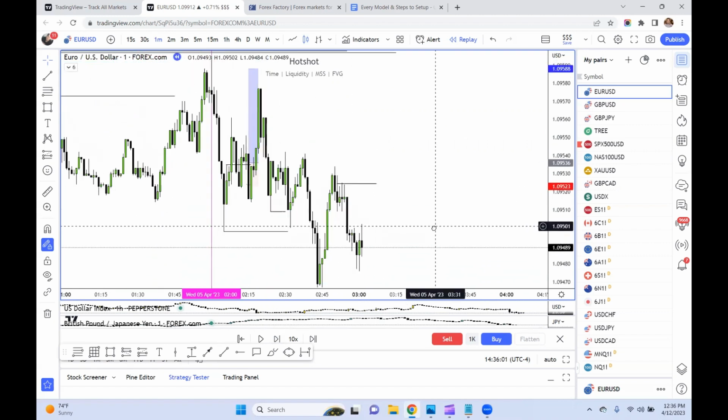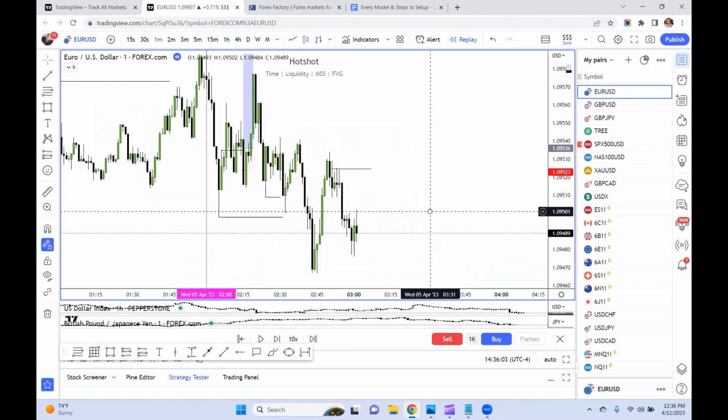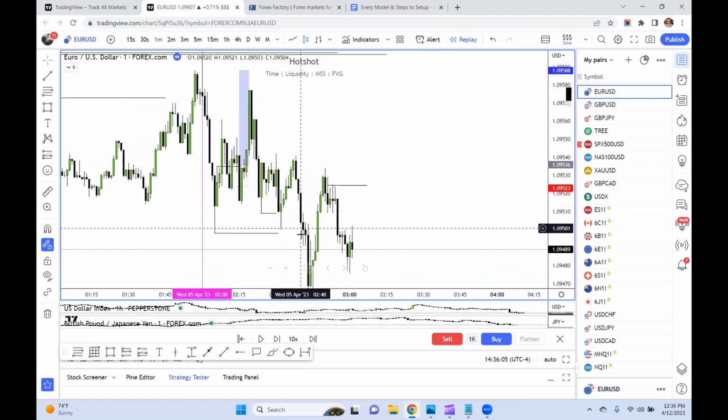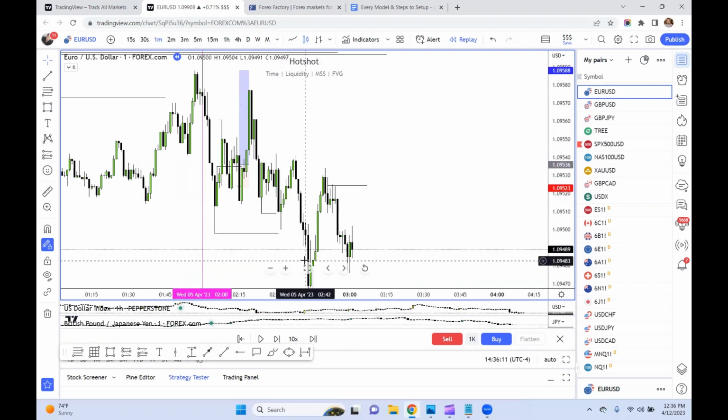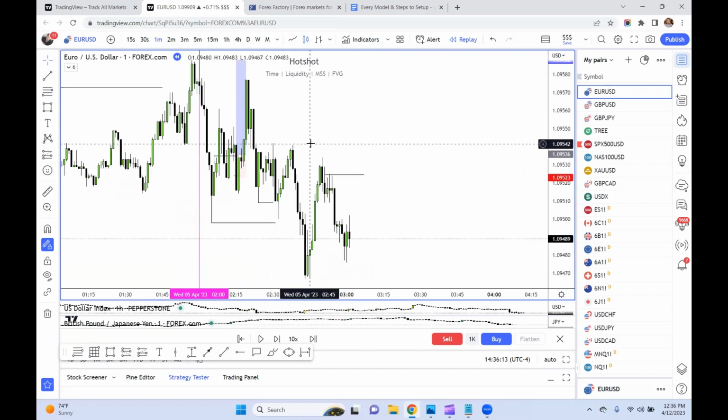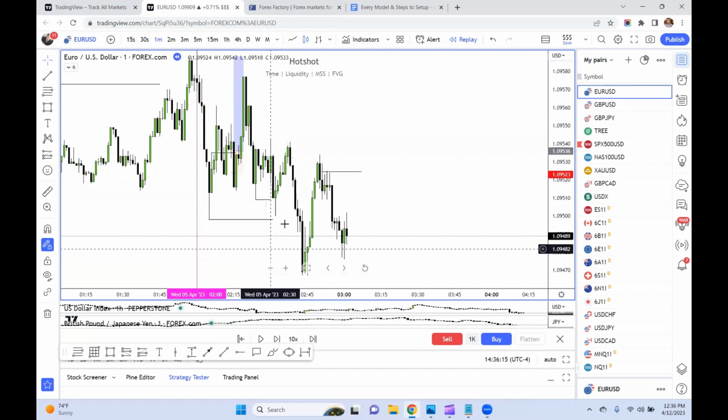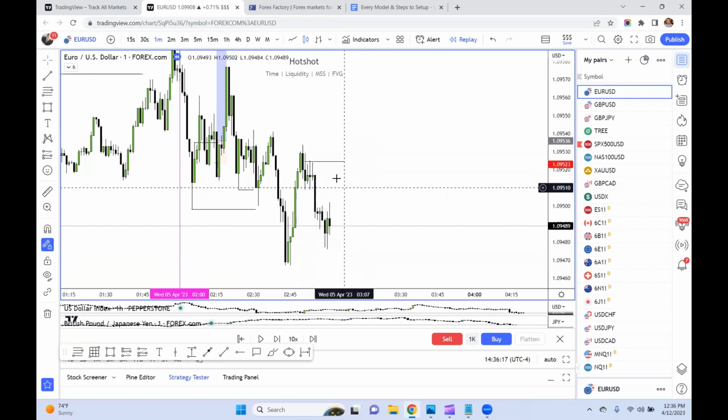Now, I'm sure you're wondering why I'm not looking for sells. Well, it's because it's taking out sell side liquidity. So every time it takes out sell side liquidity, we look for a buy. And whenever it takes out buy side liquidity, we look for a sell. You can see it's just running out sell side liquidity. We should be getting a buy opportunity any moment now.